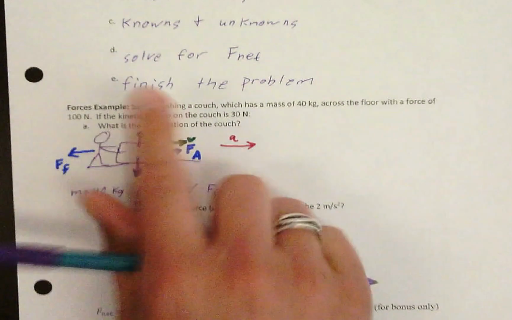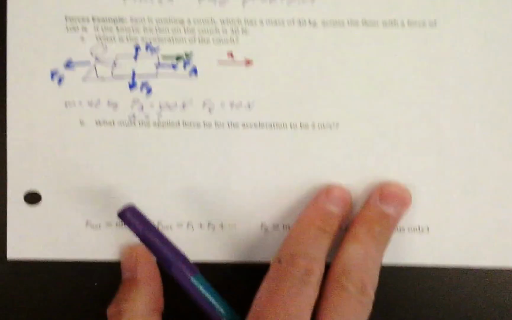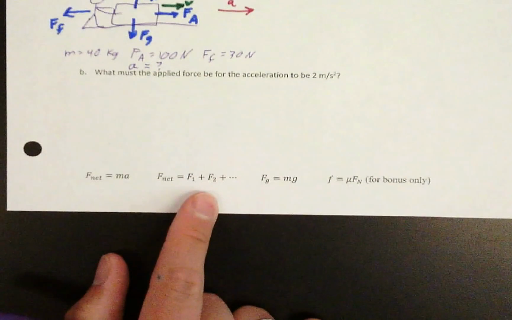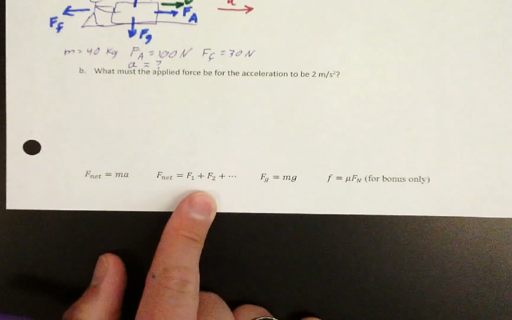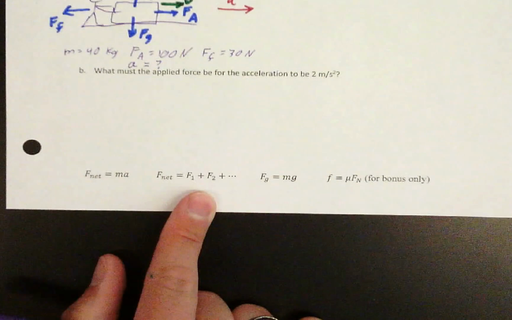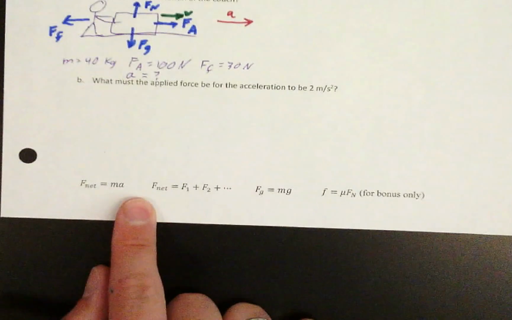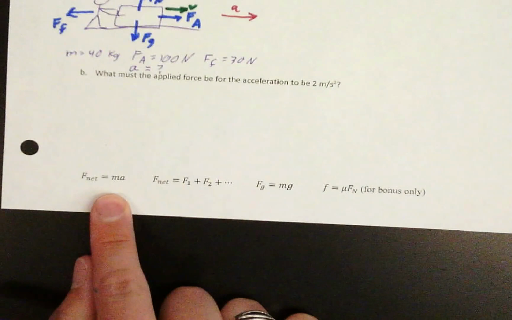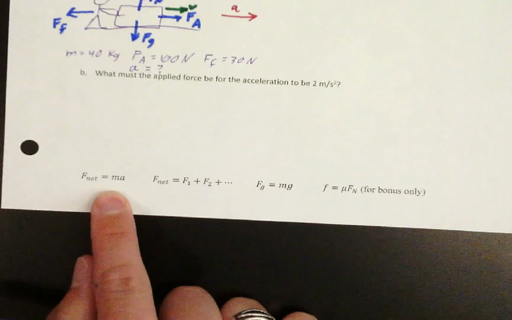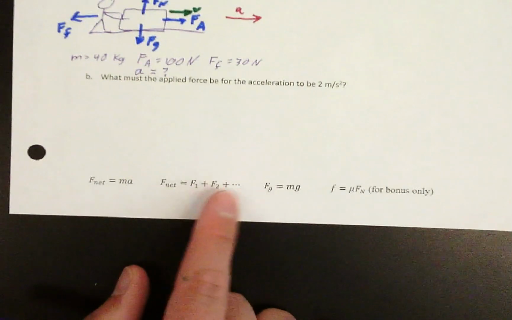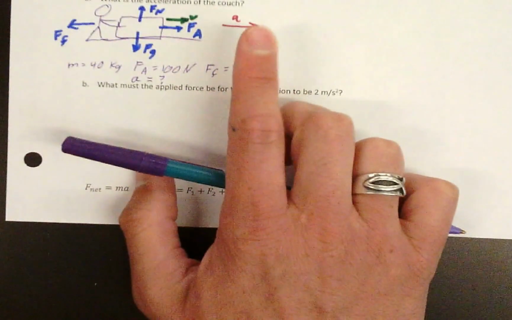Okay, then I need to find the net force. There are two ways to find the net force. You can either do F net equals ma, or you can add the forces together. Doesn't matter, you just pick. Now, generally, one of them will work and one of them will not. In this case, we don't know the acceleration, so we can't multiply it by the mass if we don't know what it is. So this is not going to work. However, this will, because we know all the forces acting in the direction of the change in motion, so the acceleration.